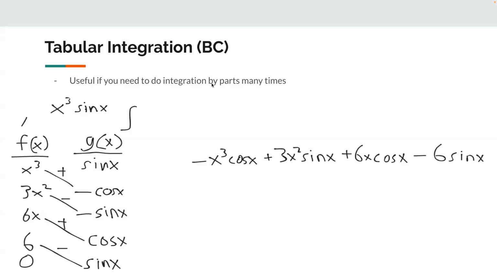Tabular integration is essentially this: if you do integration by parts once and you still get an integral on the other side that you're not able to simplify, then you need to do it again, right? But tabular integration speeds up the process so you get a final answer right away.